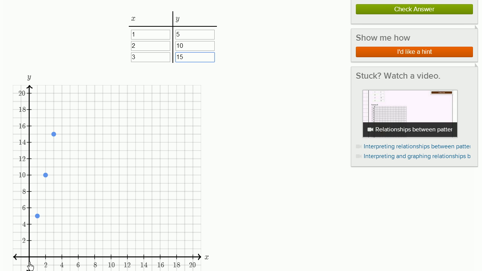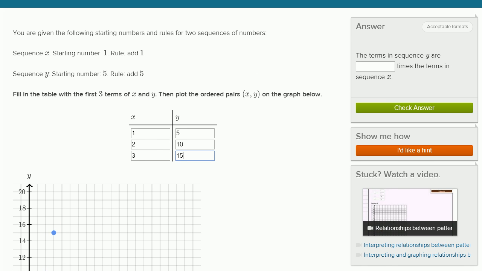And we see that for every 1 we move to the right, for every 1 we increase in the horizontal direction, every 1 we increase in x, we increase 5 for y. We increase 1 for x, we increase 5 for y. So now we just have one last thing to answer.